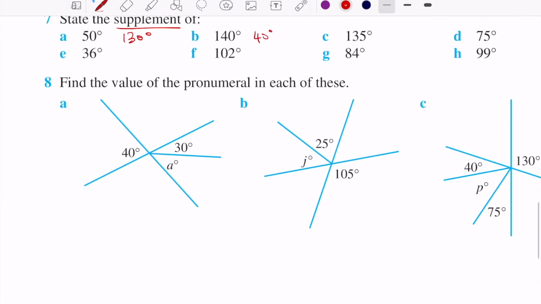Now, question 8, same deal. We got vertically opposite angles, which means this angle is the same as this, 40 degrees all up, and then since this side is 30, the remaining has to be 10 degrees.